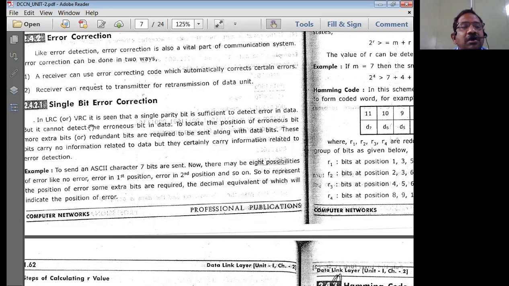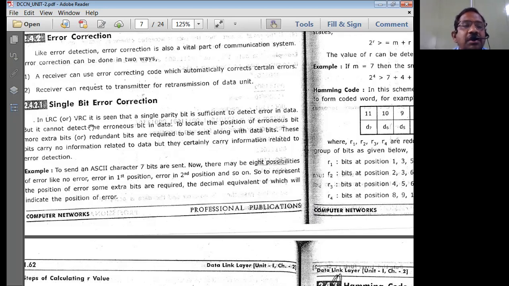Similar to the case with LRC and VRC, a single parity bit is sufficient to detect an error in the data. That means the same method is incorporated for the error correction method as well. Once you detect the location of the error, then you can correct it, because it is only transmission of ones and zeros. If a particular bit location is in error, if it was 0 earlier, it can be made into 1. If it is 1 with error, you can make it 0.